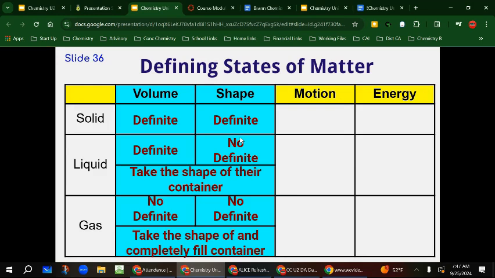If you go to liquids, they have a definite volume. They do take up a certain amount of space, but they take the shape of whatever container they are in. The liquid in this bottle is taking the shape of the bottle. But if I squeeze it, it will then take the shape of the straw to come flying out of the bottle. It can change its shape, so we say it has no definite shape. It does have a definite volume. Liquids always take the shape of their container.